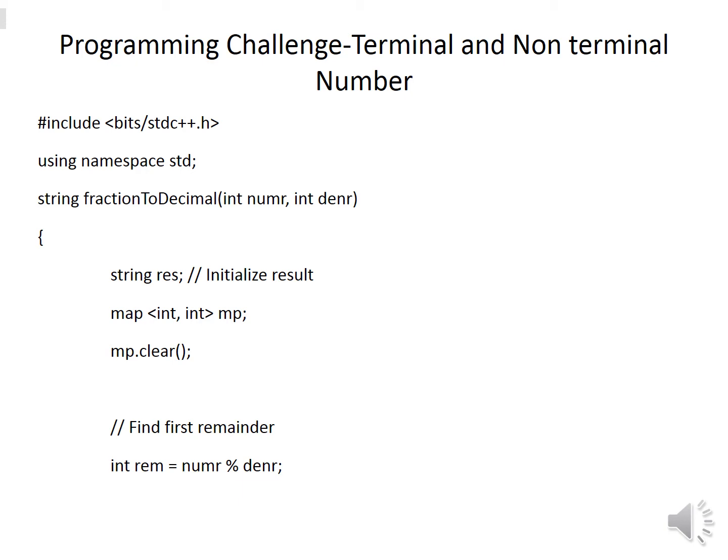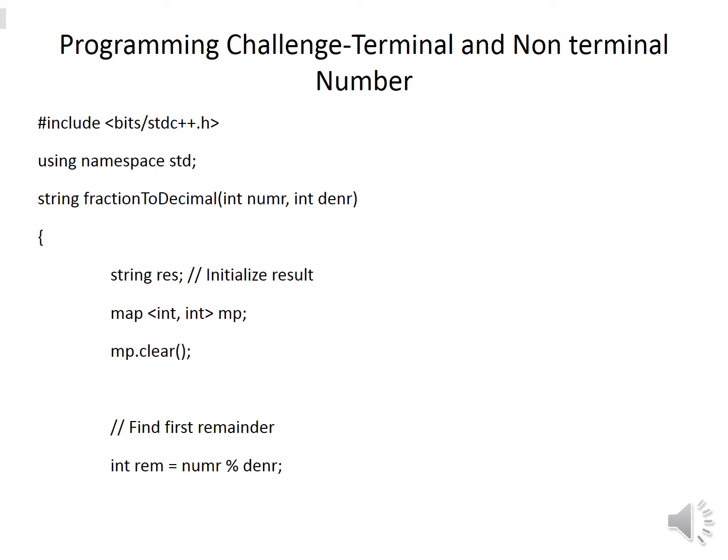So we pass 2 parameters, both integers. The first is the numerator and the second integer is the denominator. This fraction to decimal function returns a string, because here we have to define the data type of the function, and the data type of that function is string, meaning we return a string type of output.